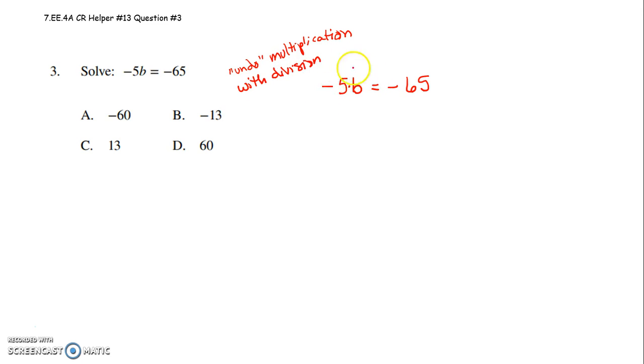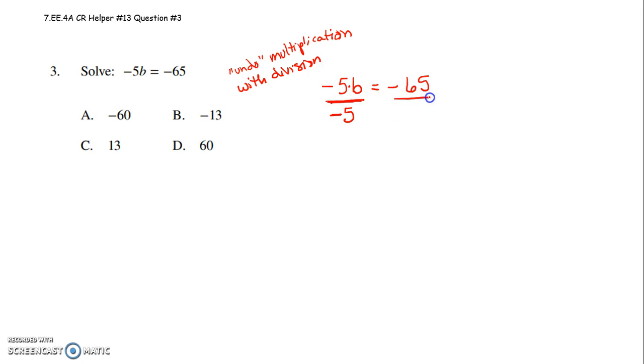We need the coefficient on b to become a 1. So what would I have to divide by so that the coefficient, the number in front of the b, would be a 1? Because then we'd have b isolated by itself on one side of the equal sign. If I'm multiplying by negative 5, we undo that multiplication with division. That's why I've put this fraction bar here. We need to divide by the coefficient of b. So I have to divide by a negative 5 on the left-hand side of the equal sign.